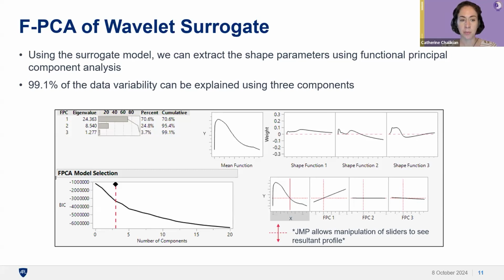We ended up selecting 3 principal components because they described over 99% of variability. And there was also a sharp drop off in the variability explained with later components. You'll see that that third one has just a little bit of variability compared to those first 2. And then also JMP has on the right, once you've selected the number of components, you can use those sliders there to see how that changes the resultant profile of the curves.